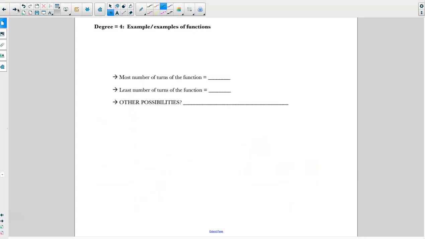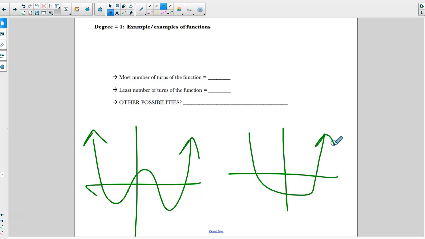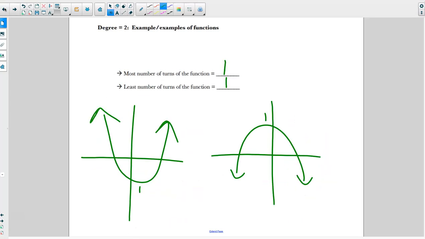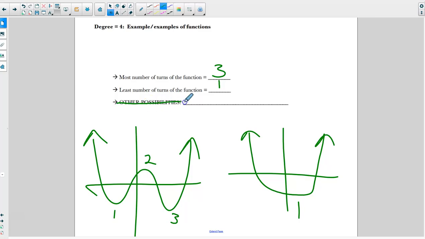When we look at degree 4's, they look like this. They also can look like that. How many turns does the first one have? 3. 1, 2, 3. So that'd be the most that this could have. The least number is going to be just 1. So now, notice that degree 4 and degree 2 both share 1. There are no other possibilities. It's the last time there are no other possibilities.